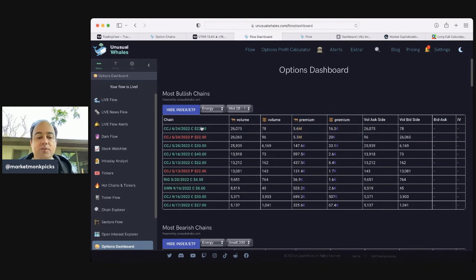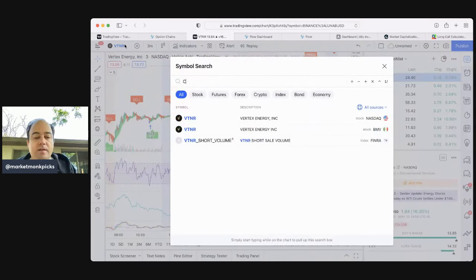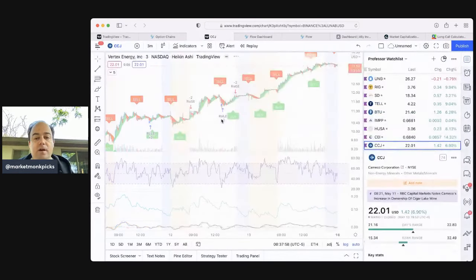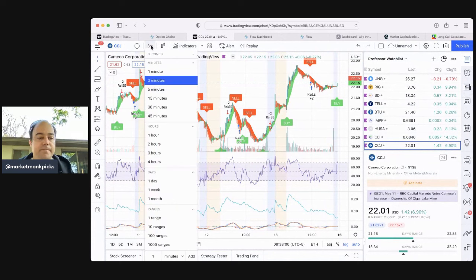And this is the same trader. I've already looked into that. So single trader, massive bet, and then you have these further out of the money positions all the way up to 40. And we can look at where the chart is on CCJ.